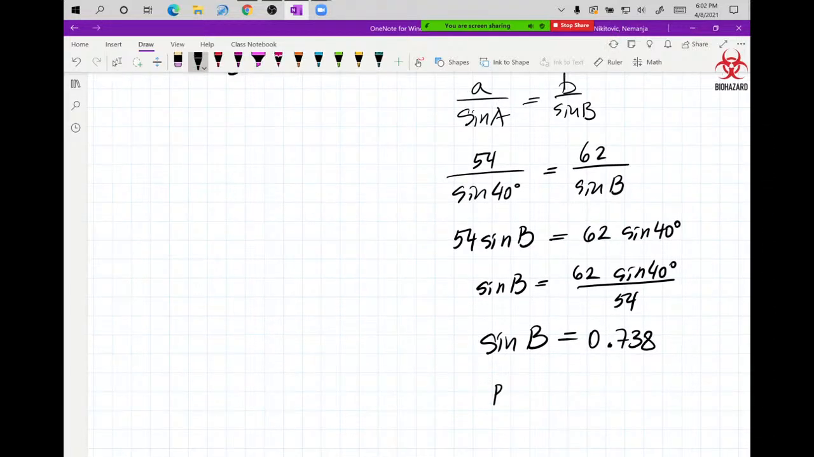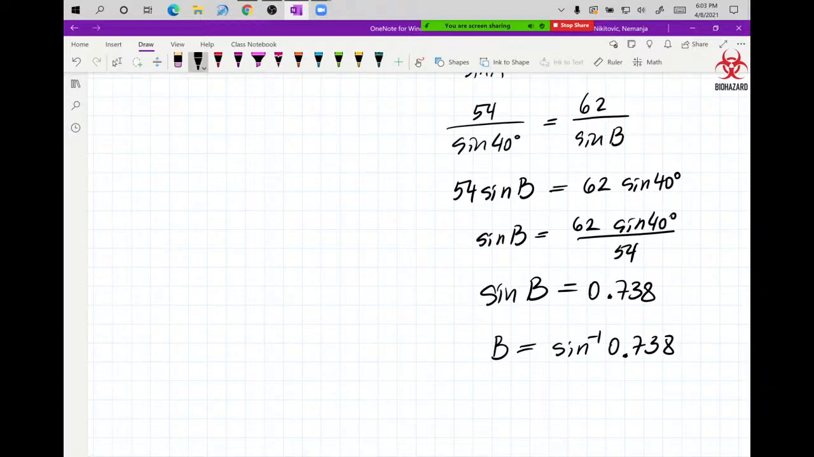And now, to get B, use inverse sine on both sides. So on the left, it would cancel, and on the right, it would stay. So we have inverse sine of answer, because it's on the stack. And B works out to be 47.6 degrees. All right.